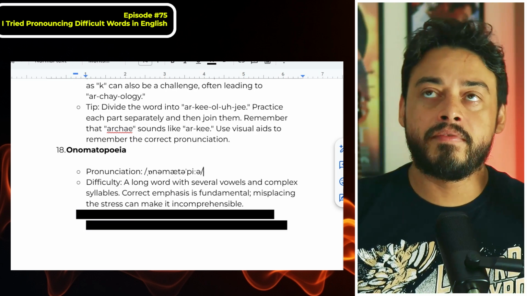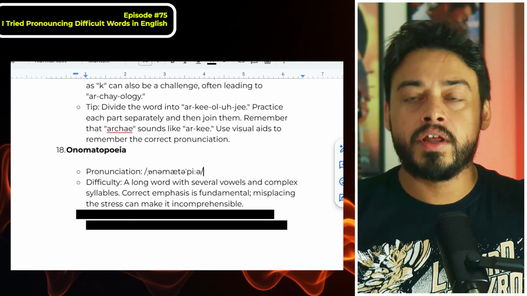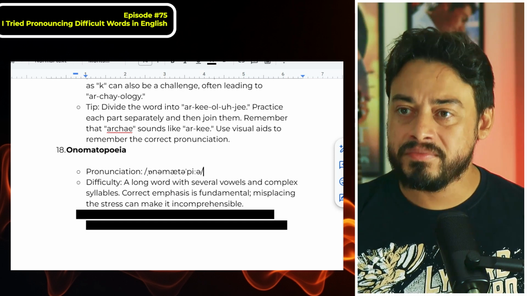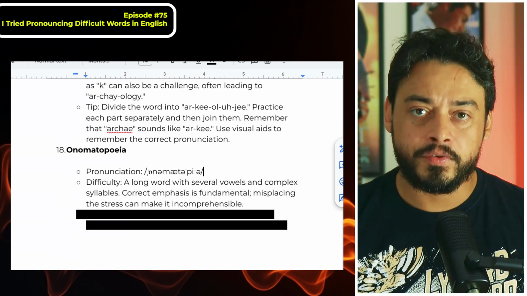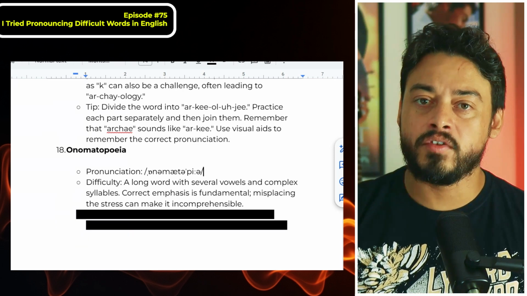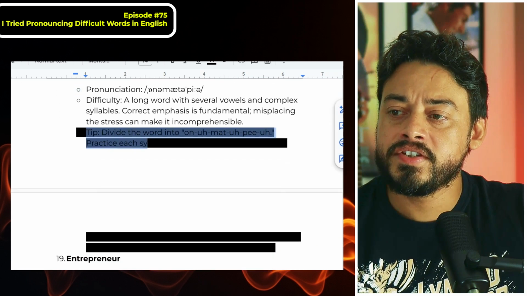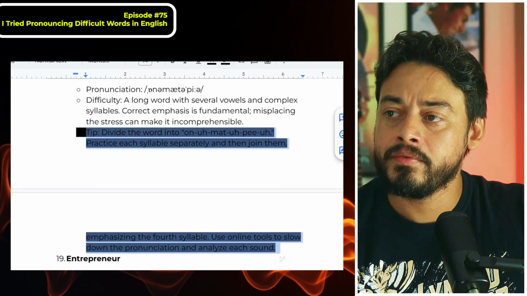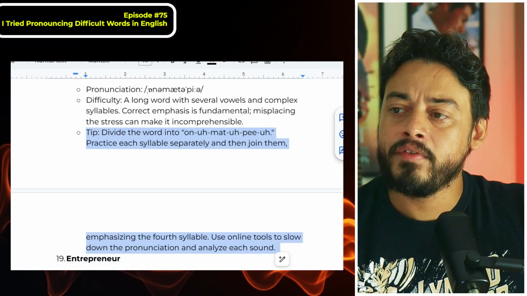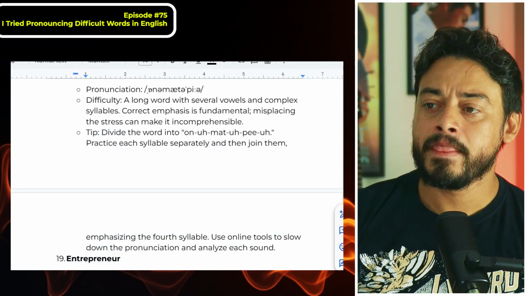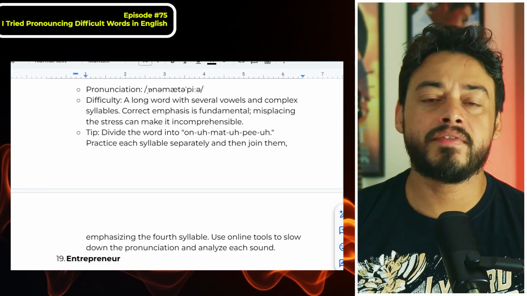Think about it this way. The longer the word, the more important it is for you to place the stress correctly because it gets confusing if you place the stress in the wrong place and it's a long word. All right? So here's the tip here. We have divide the word into syllables, all right? Practice each syllable separately and then join them.